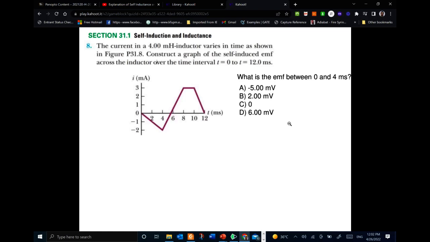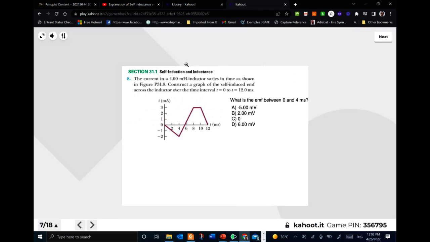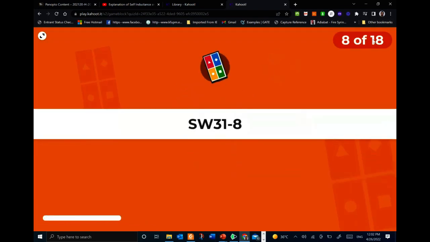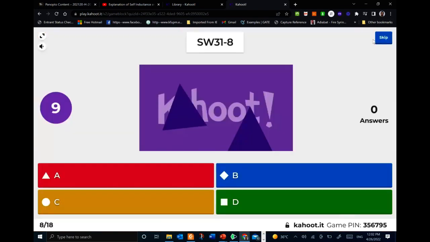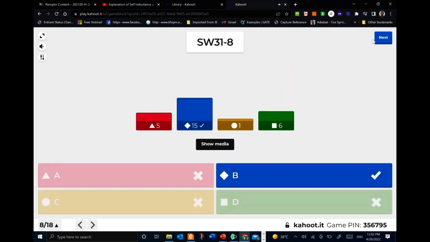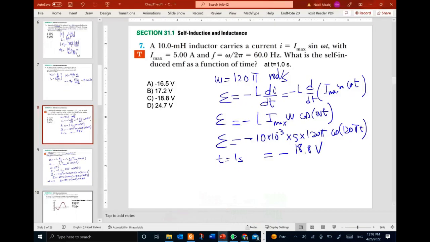Who finished? Majority finished. So, okay, we'll start. Choose between A, B, C, or D, and I will start. We'll have 10 seconds. 5. Okay, 15. Okay, I expected better than this because we just solved it using the equation in the previous problem.